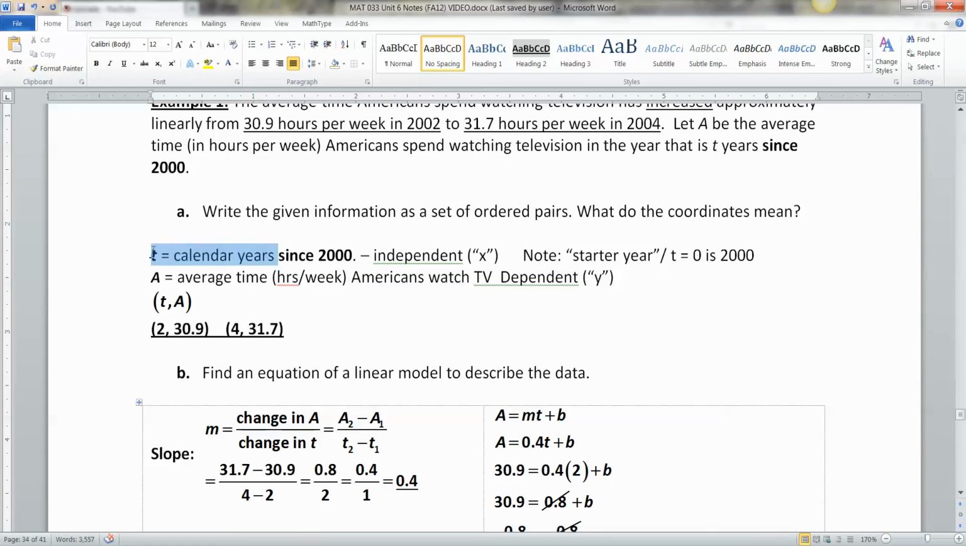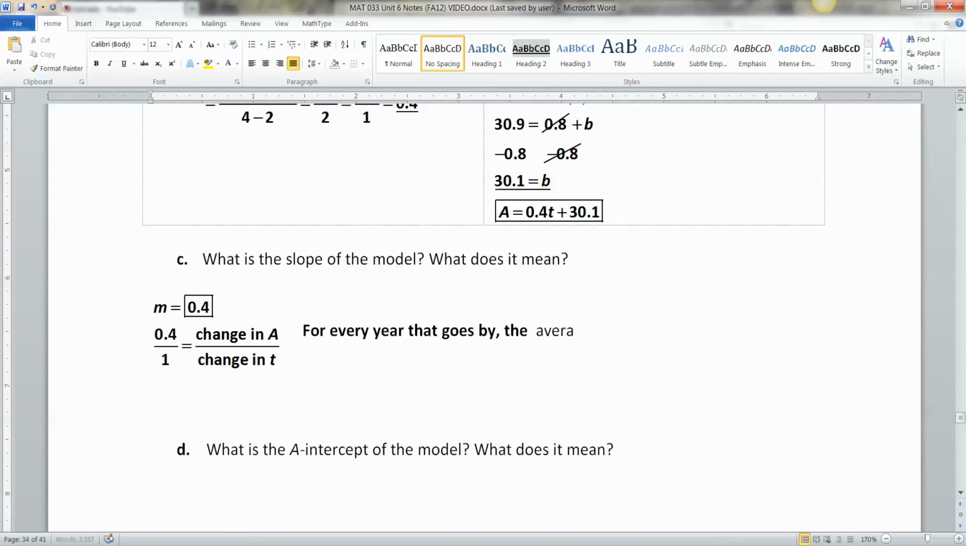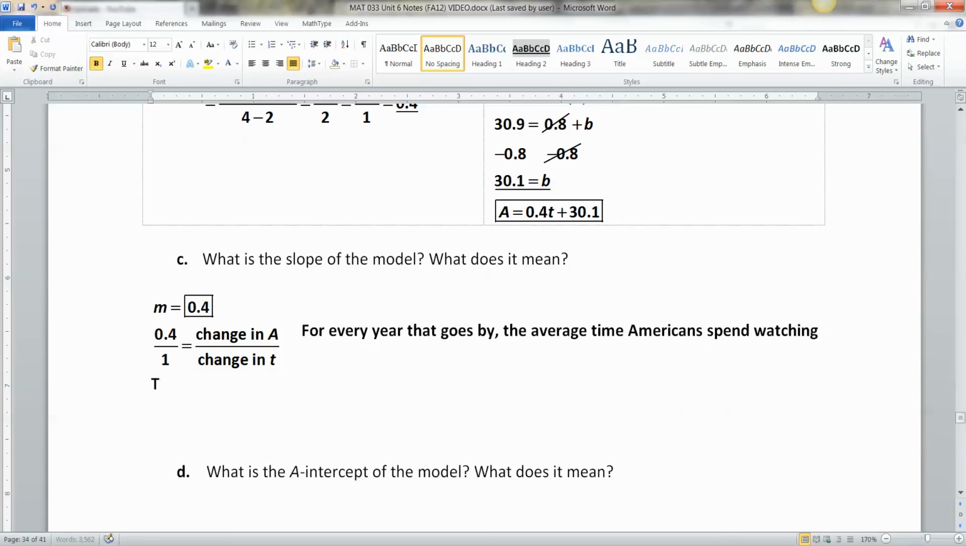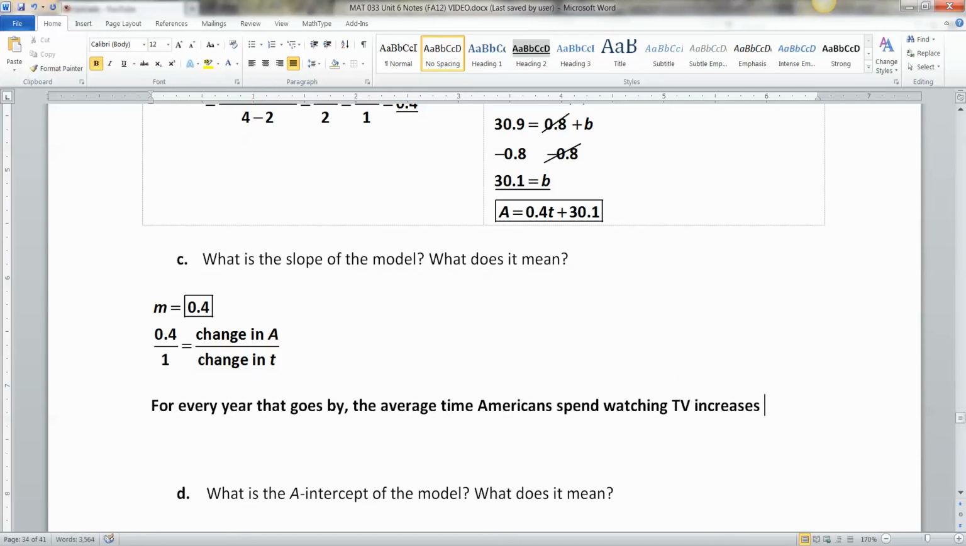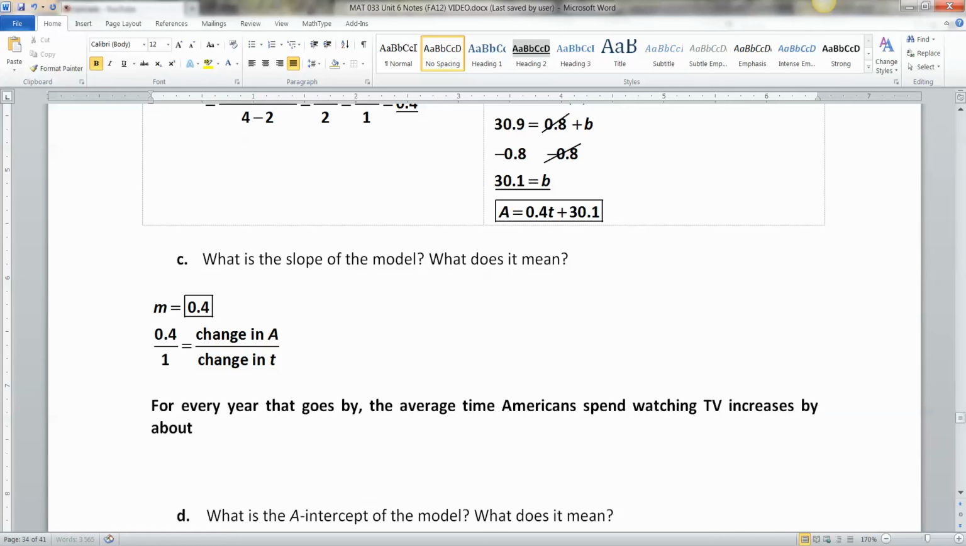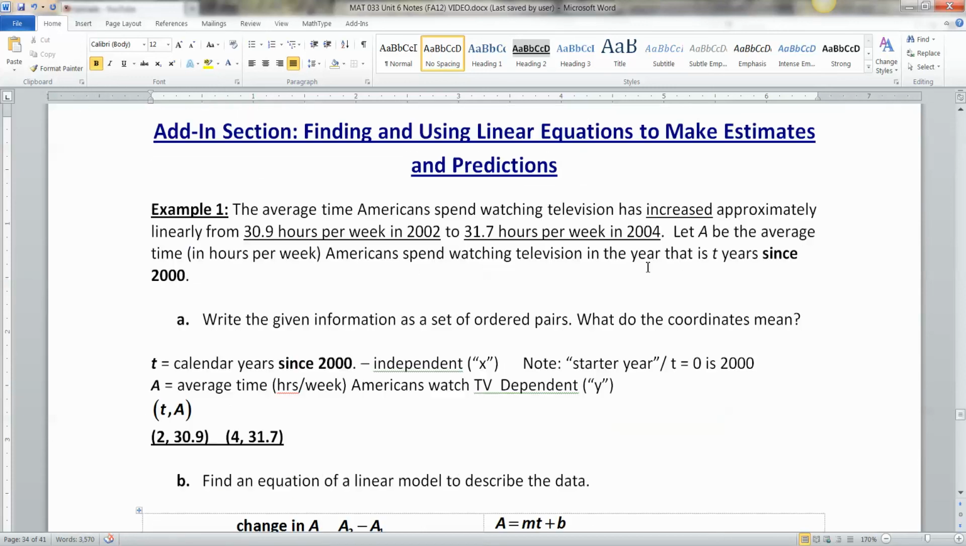So for every year that goes by, this A, this y variable, is changing. So the average time Americans spend watching TV increases by, oh, you know what? Hold on, let me put this down here just so it flows. All right, so the average time increases by about 0.4 hours per week. Got to put your unit in there. You can't just say 0.4. 0.4 what? So that's why I wrote right here, hours per week.